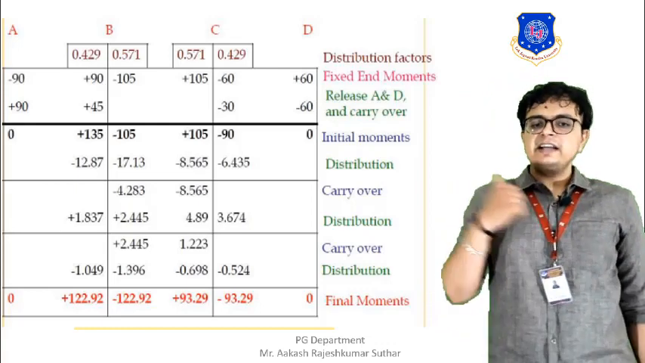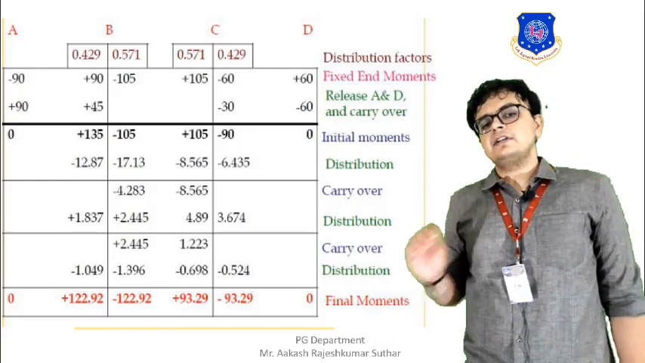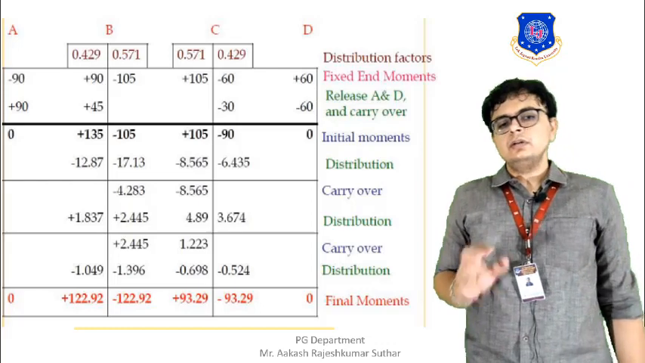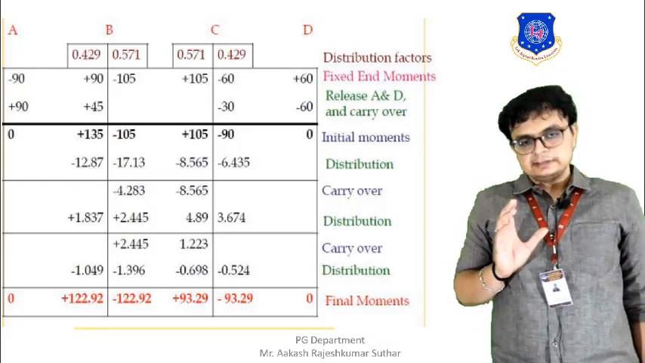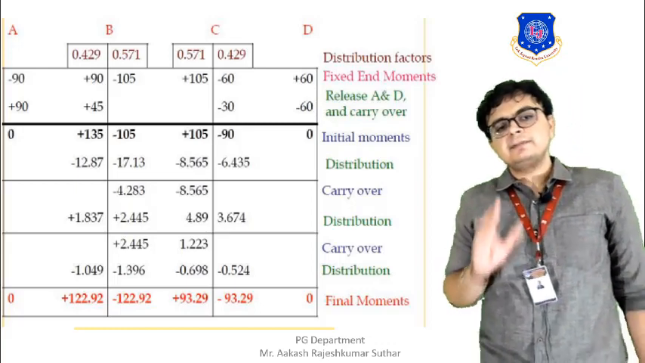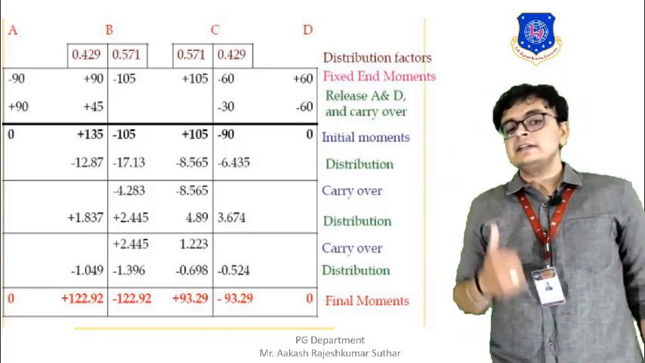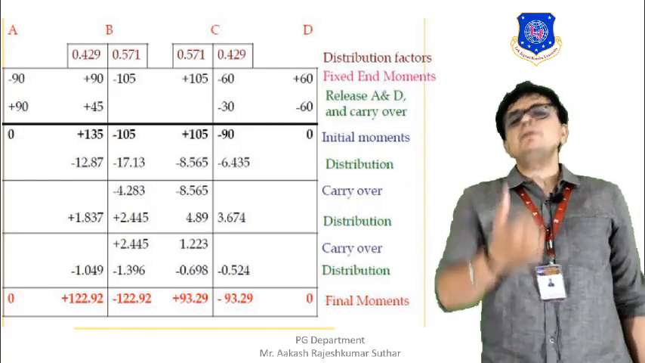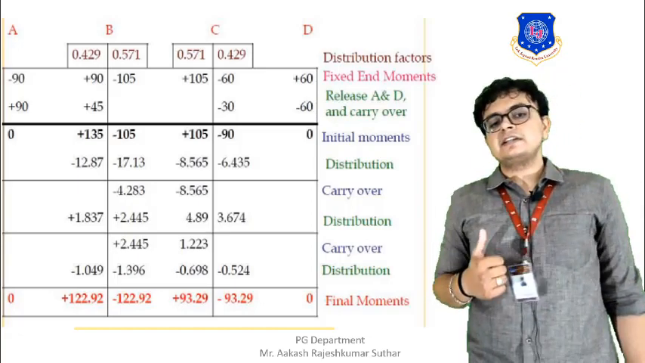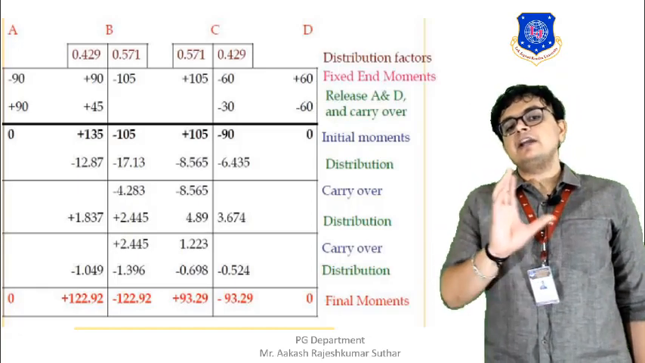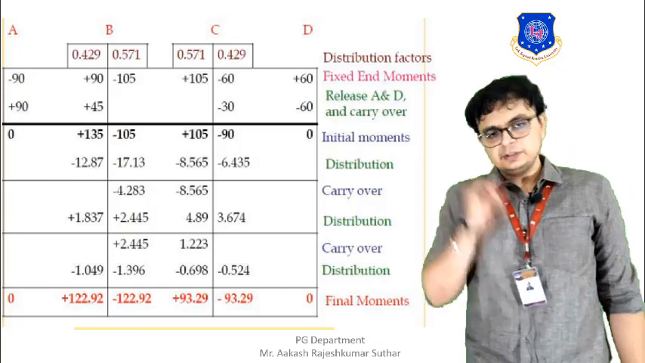After that we have to do the distribution. The distribution will be in such a way that plus 135 minus 105 gives plus 30. That plus 30 will be multiplied by 0.429 for MBA, and while distributing, the sign will be the opposite sign. After multiplying with the distribution factor, we actually get 12.87, but while putting it, we will take minus 12.87.